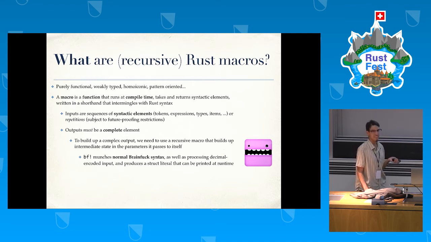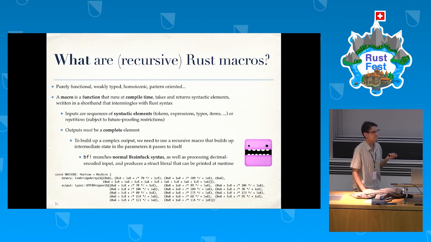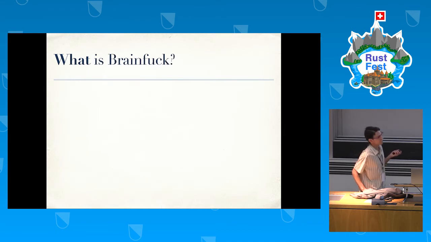And specifically, I'll be talking about BF, which munches Brainfuck syntax, runs it at compile time, and then hands the output of the Brainfuck program to rustc to compile. So here's a little preview. Here's a call to the macro, and here's a Brainfuck program. And here is some input, which kind of looks like numbers, and there's something weird about it, but we'll get to that later. And after the macro is expanded, this is what it looks like. So it's basically a struct literal, and the only computation that's left to do is adding up 1 plus 1 plus 1 plus 1 plus 1, and then it prints this. Okay, so that was a preview.